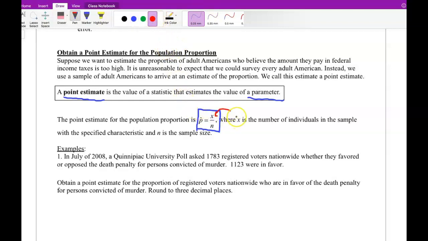Here x is the number of individuals in the sample. We have that part here. So x is the number of individuals in the sample, and n, we had this one before, is the sample size.